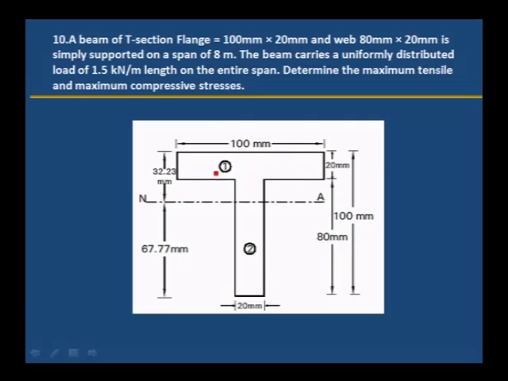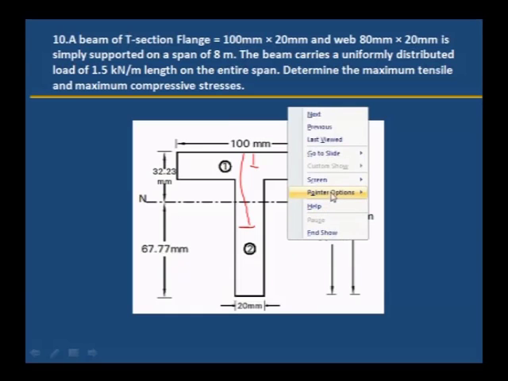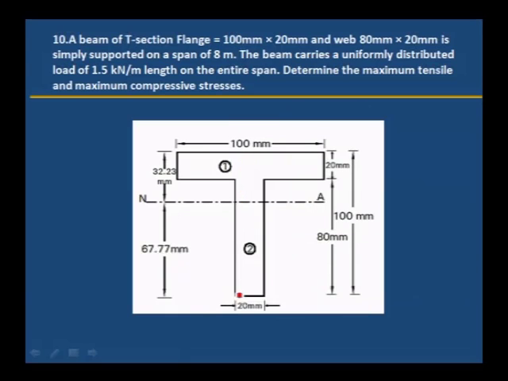We have figure 1 and figure 2 rectangles. a1 and a2 we have to find out. a1 is 100 into 20 and a2 is 80 into 20, and then y1 is 20 divided by 2, the center of this figure. Then for the center of the second figure from the top edge, it is 20 plus 80 divided by 2. Or if calculated from the bottom, then y2 is 80 divided by 2, and y1 will be 80 plus 20 divided by 2.